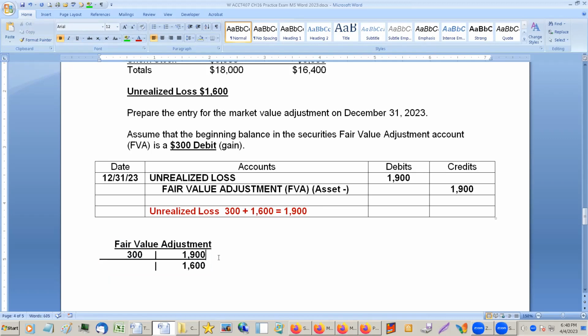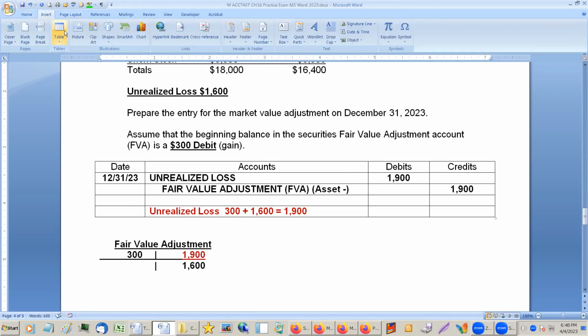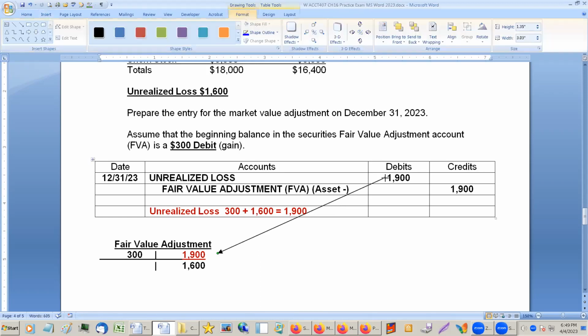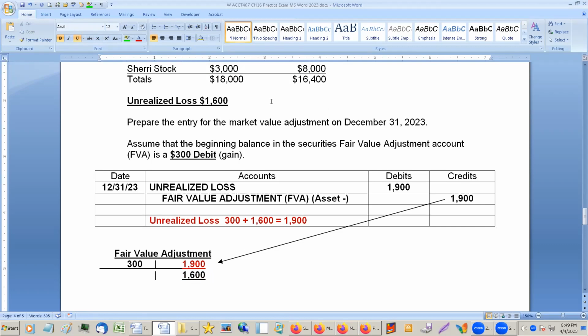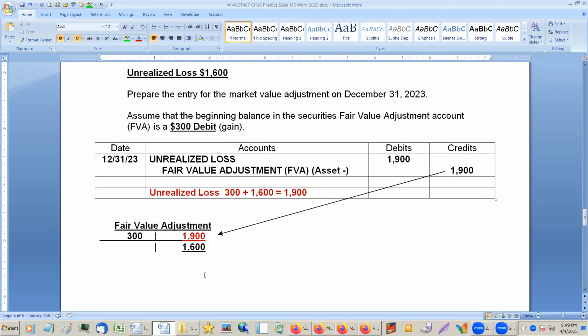Okay, so that is that fair value adjustment of 1,900. So the ending balance of this will then be the 1,600 that we want it to be up here. So when we actually show this account, it'll look like this.